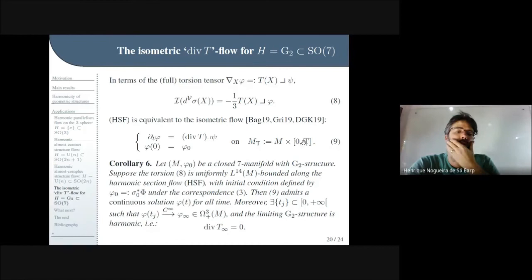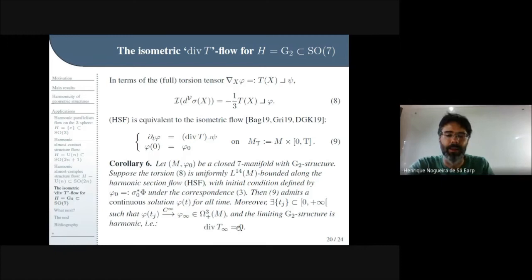What we have shown is that indeed this Div-T equals zero stationary condition for the isometric flow is exactly the harmonicity condition if you think of G2 structures as tensors, as geometric structures per se, right? So if a G2 structure is indeed a G2 structure in our abstract sense, and you derive by brute force the harmonicity condition, you find exactly Div-T equals zero.